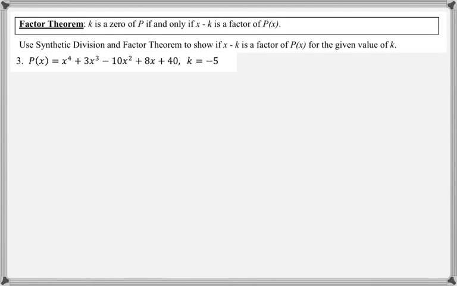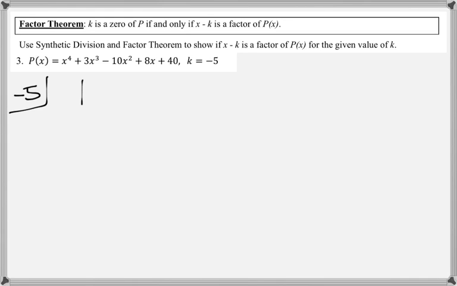The factor theorem says that k is a zero of p if and only if x minus k is a factor of p of x. So they want us to use synthetic division and the factor theorem to show that if x minus k is a factor of p of x. So I'm going to take the k, which is -5, and I don't need to do the opposite because they've already done that for me.